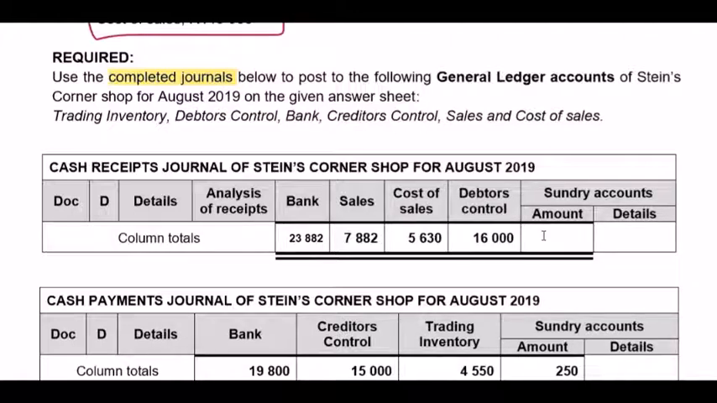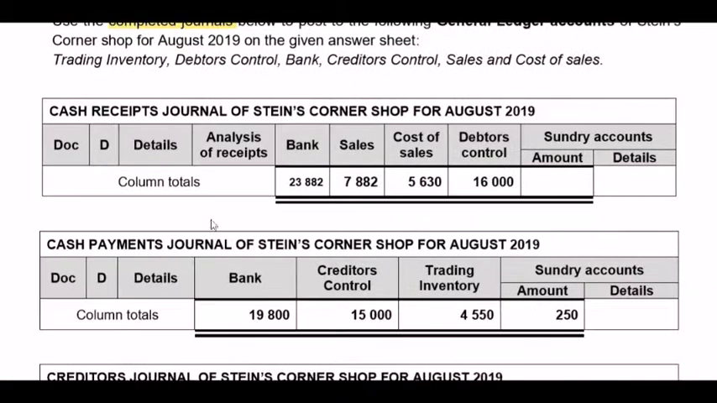Now, let's start. I'm going to post journal by journal, starting with the CRJ. And I hope you can remember the CRJ rule is that bank is debited because we receive cash. So it increases our asset, and everything else is credited except for cost of sales. So let's focus on this 23,882 Rand, which is the total money that we have received in our bank account for this month.